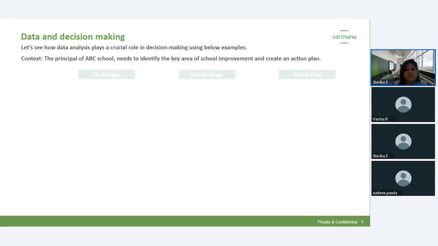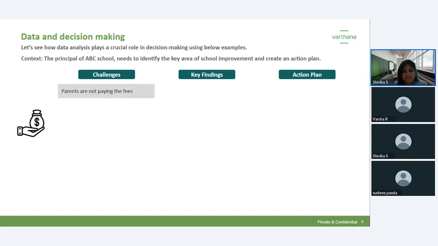So I'll just present a challenge here. I would like to hear from you what you think can be done. So here the challenge is parents are not paying the fee. Based on only this line, do you think you can do any key finding or any action plan? Only if you have this information that parents are not paying the fee, do you think this is sufficient enough to come up with a plan? You can put it in the chat box, yes or no. Do you think this piece of information is sufficient to make any decision?